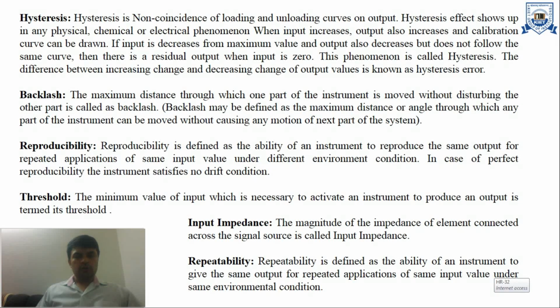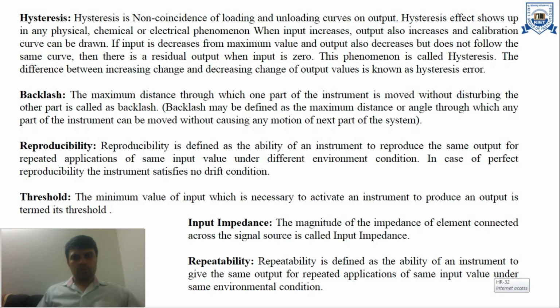Then we have reproducibility. Reproducibility is defined as the ability of an instrument to produce the same output for repeated applications of the same input value under different environmental conditions. In case of perfect reproducibility, the instrument satisfies no drift conditions.